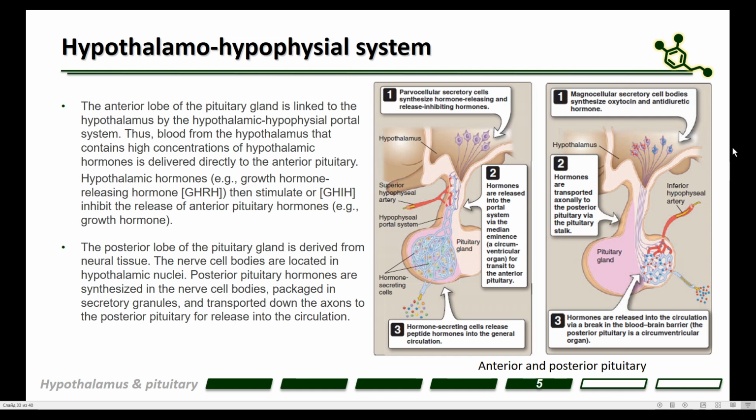And for the posterior pituitary, in the hypothalamus there are two nuclei, supraoptic and paraventricular nuclei, which synthesize two hormones, oxytocin and antidiuretic hormone. These hormones, synthesized in the neurons of these nuclei, will be delivered through the axons of these neurons to the posterior pituitary, where they will be released into the bloodstream. So that's the connection of the hypothalamus to the posterior pituitary.